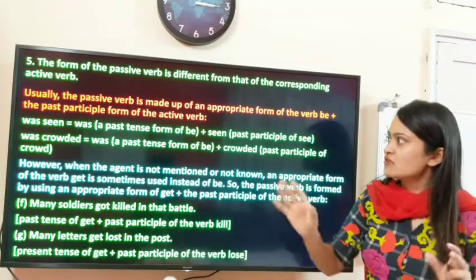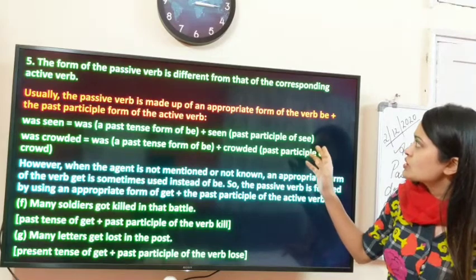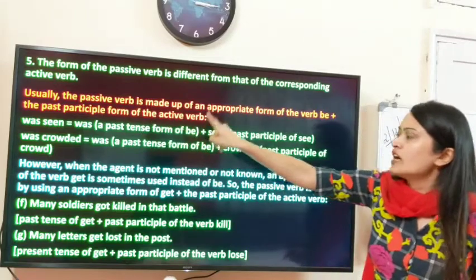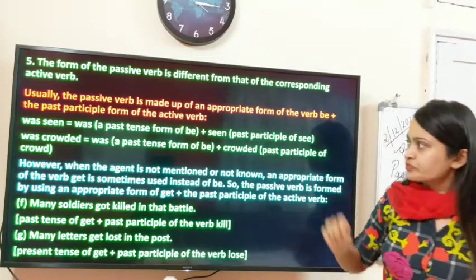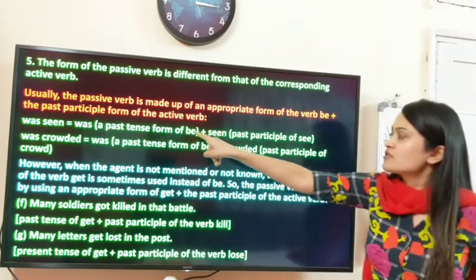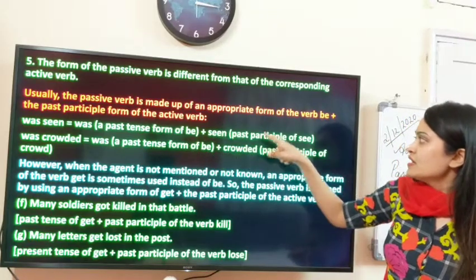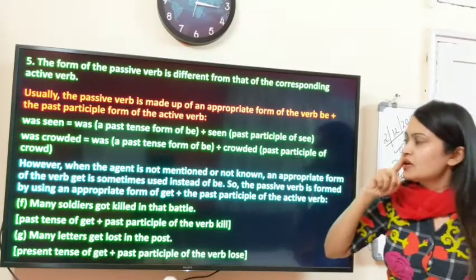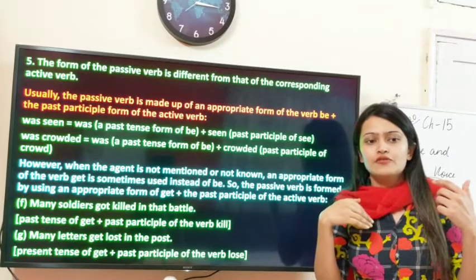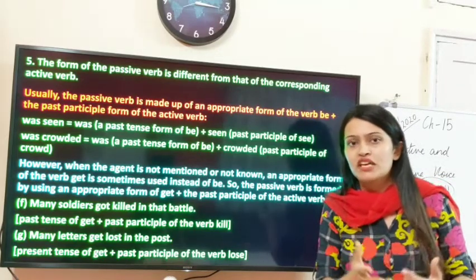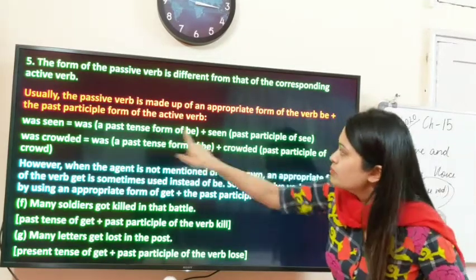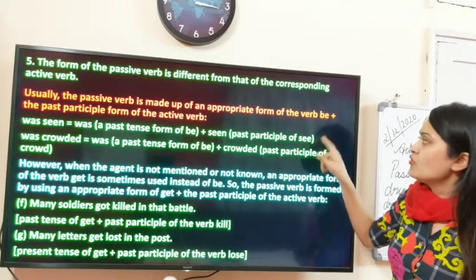Okay, so the appropriate form of the verb be plus the past participle form of the active verb. Okay, children? For example, was seen: was is a past tense form of be, plus seen is the past participle of see. Okay, so over here they are trying to say that if you want an active voice to be changed into passive voice, then you have to follow this format: be plus past participle of the verb.